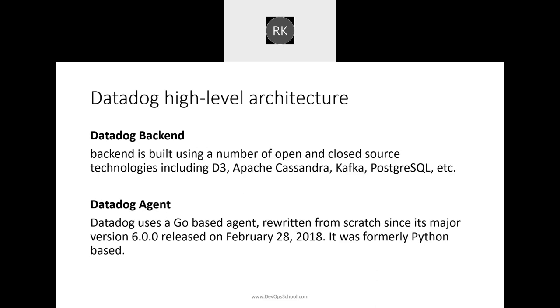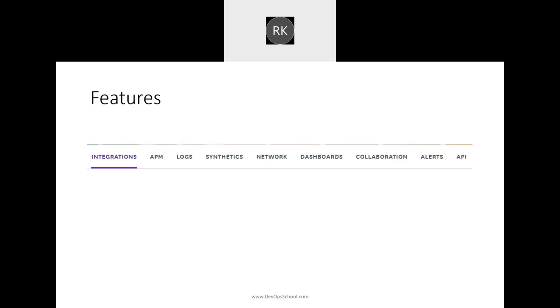The agent is flawless. Earlier, the old agent, version 5.0, was developed in Python. But the new agent, version 7.0, is developed in Go. And if you know Go, Go can run on any platform. That means the agent can be installed on Windows, Linux, all variants, and Mac also.